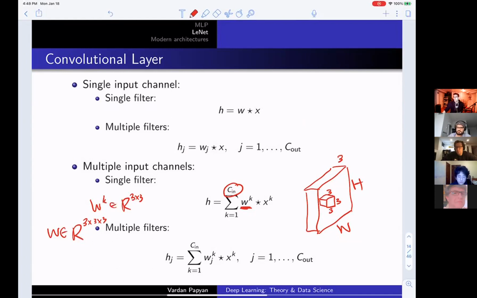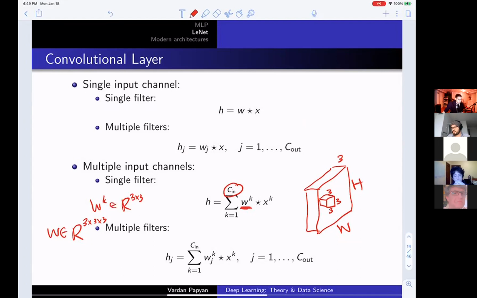Someone says the formula is not exactly the same as the graph you draw. In what sense is it not the same? Because you're doing a 2D convolution at each dimension and then summing them, but in the graph it looks like you're doing a 3D convolution. So the way to think about the graph is that this 3 by 3 by 3 chunk is only moving in the spatial directions.